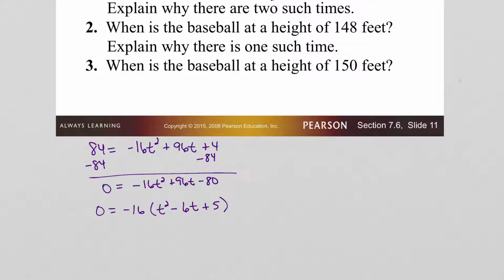Now I want factors of 5 that add up to be negative 6. So it looks like that's going to wind up being negative 1 and negative 5, right? So this thing factors to be, now I'm going to take each of these sets of parentheses and set them equal to 0. Now, negative 16 can never equal 0, so that's just something we're not even going to worry about. So I'm going to do t minus 1 equals 0 and t minus 5 equals 0.